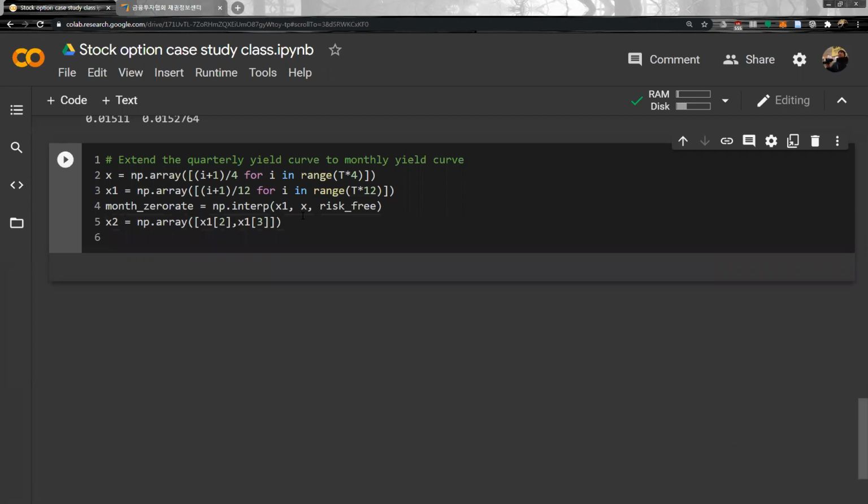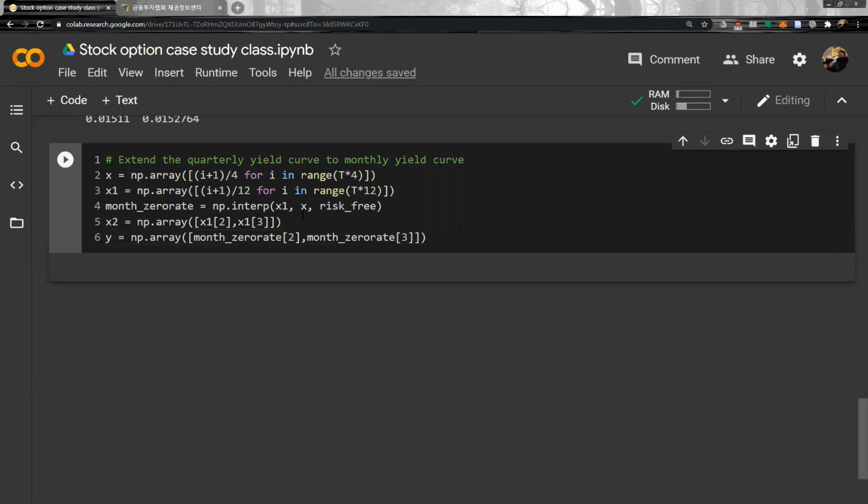And then y is the zero rate corresponding to that period. So np.array and then month zero rate, the third and fourth month. Okay, third and fourth month is that one. And this is y.